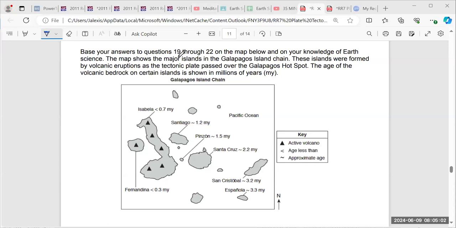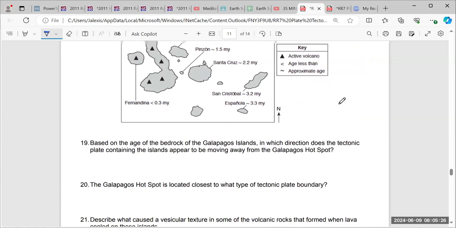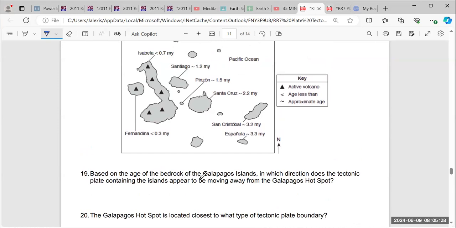Base your answers to questions 19 to 22 on the map below and on your knowledge of Earth science. The map shows the major islands of the Galapagos Island chain. These islands were formed by volcanic eruptions as the tectonic plate passed over the Galapagos hotspot. The age of the volcanic bedrock on certain islands is shown in millions of years. Based on the age of this bedrock, in which direction does the tectonic plate containing the islands appear to be moving away from the Galapagos hotspot?